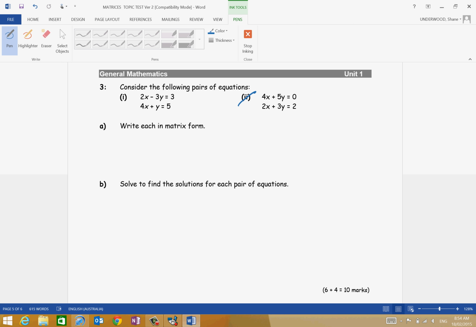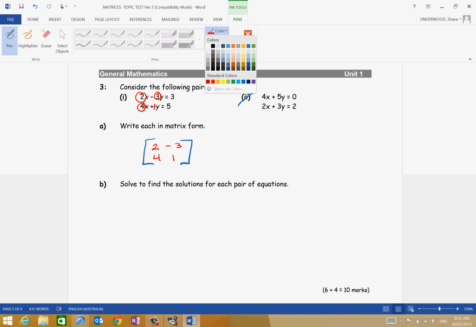Now, first of all, we need to realise that if I've got my set of linear equations, 2x minus 3y, we're looking at the coefficients. The coefficients are the numbers out the front: 2, negative 3, 4, and be careful, some people wrote 0. There's actually a 1 there, isn't there? So my matrix is 2, negative 3, 4 and 1.